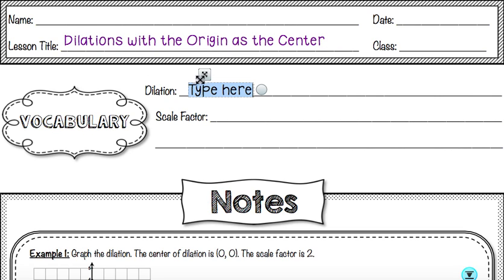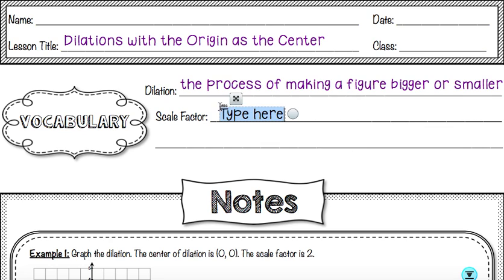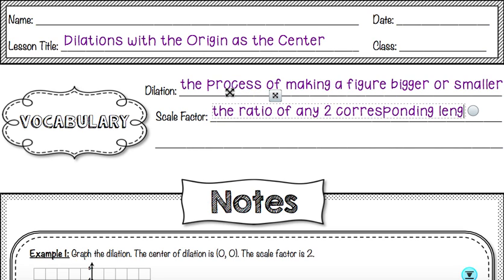And I'll start with the definition: dilation is the process of making a figure bigger or smaller. It's one of the different types of transformations that we study, along with translations, reflections, and rotations. A scale factor is the ratio of any two corresponding lengths in two similar geometric figures.